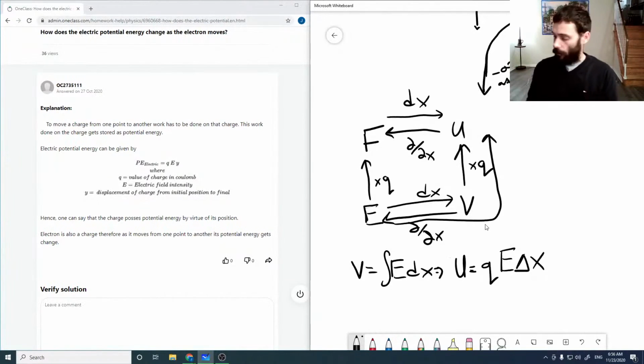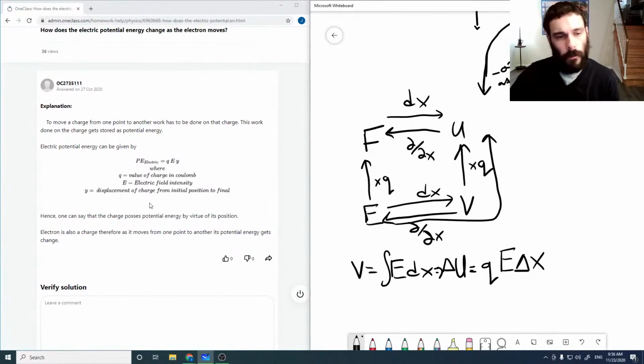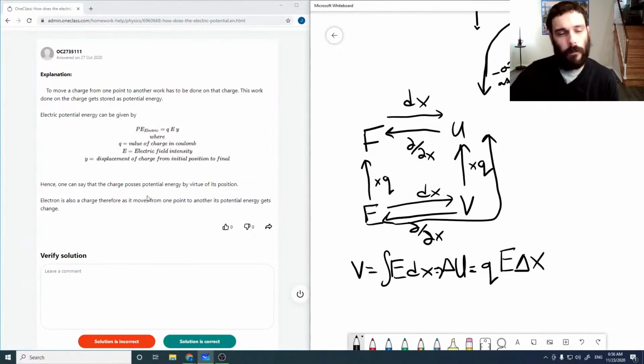And all this says is that your potential energy is just whatever your charge is, whatever the electric field you moved the charge through, times delta x. And I guess that would be actually a change in potential energy. So this would also be a change in potential energy, because you'd have to give it some zero, but you can always assign whatever zero you would like for potential.